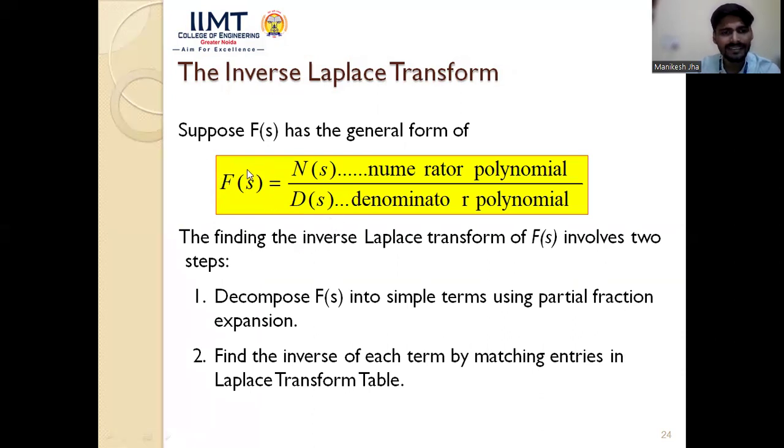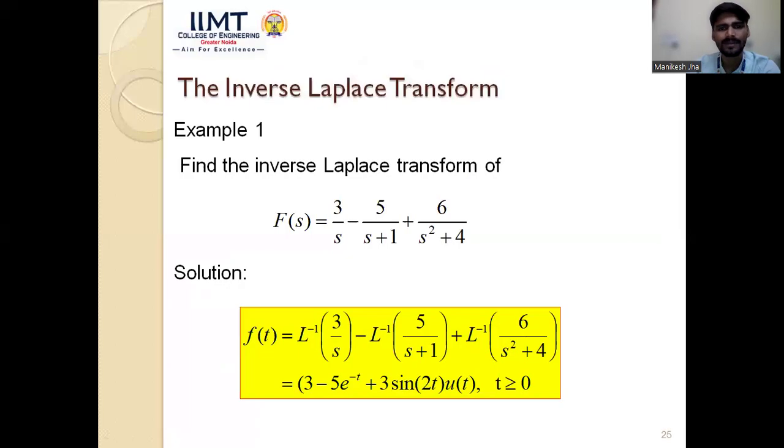So F of s is given as N of s upon D of s. N of s is the numerator polynomial and D of s is the denominator polynomial. So any function is defined as numerator by denominator polynomials. The main method of solving the inverse Laplace transform is the partial fraction method. So we are using the partial fraction method to find the inverse Laplace transform. Some examples we are going to take.